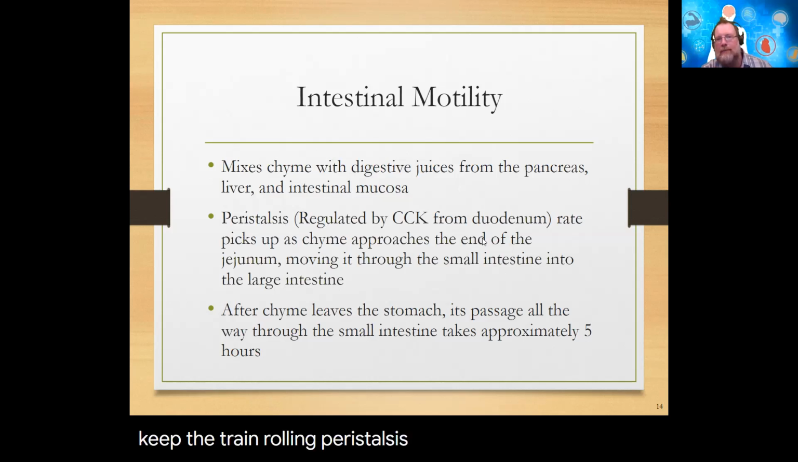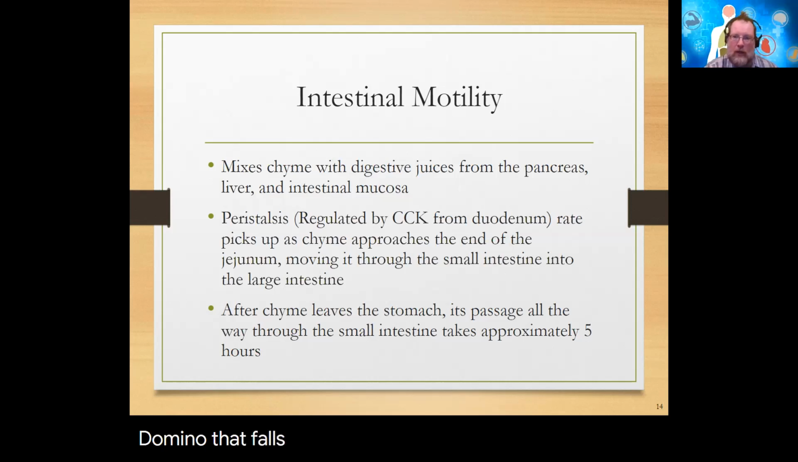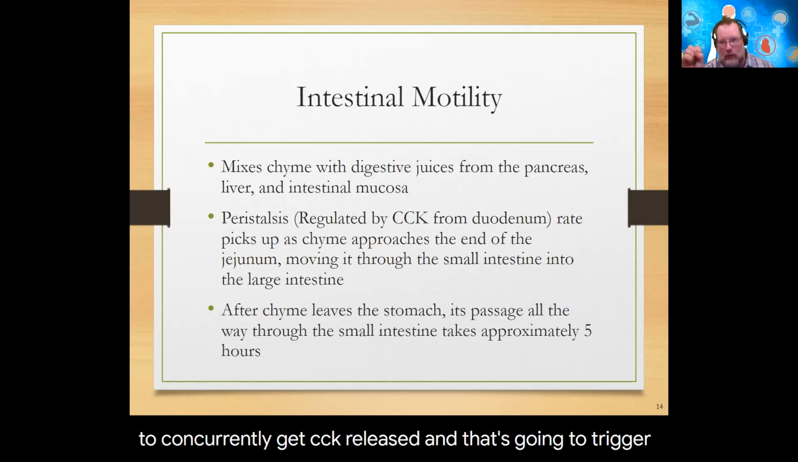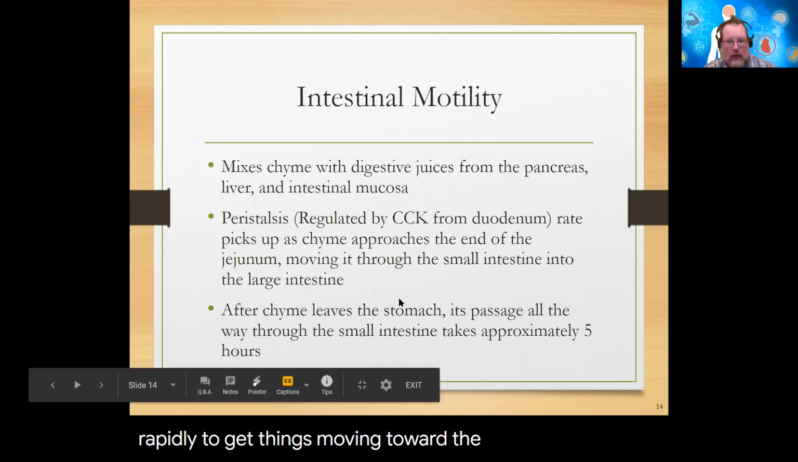Peristalsis. So once we're in the duodenum, CCK, again, is just another domino that falls along with GIP from fats. We're also going to concurrently get CCK released, and that's going to trigger the smooth muscle of the entire small intestine to squeeze and go through peristalsis a little bit quicker, or a little more rapidly, to get things moving toward the large intestine.